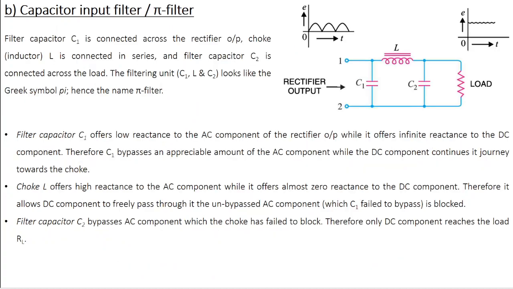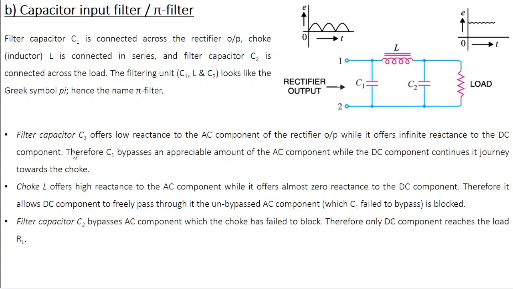A much more efficient method is to employ what is known as a pi filter or a capacitor input filter. In the previous circuit, you had only one capacitor doing the filtering job. Here you have two capacitors and an inductor doing the filtering. The filter capacitor C1 is connected across the rectifier output. Then you have a choke or inductor L connected in series. Then the second filter capacitor C2 is connected across the load resistor. So here the filtering unit is the combination of C1, L and C2, and this looks like the Greek symbol pi. That's why the name pi filter.